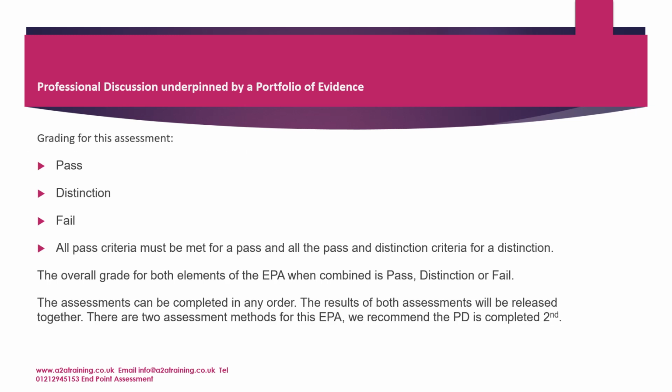Grading for this assessment is pass, distinction or fail, and all pass criteria must be met for a pass, and all the pass and distinction criteria must be met for a distinction. The overall grade for both of these elements of the EPA when combined is pass, distinction or fail. The assessments can be completed in any order, and the results of both assessments will be released together. There's 2 assessment methods for this EPA, and we recommend the professional discussion is completed second.